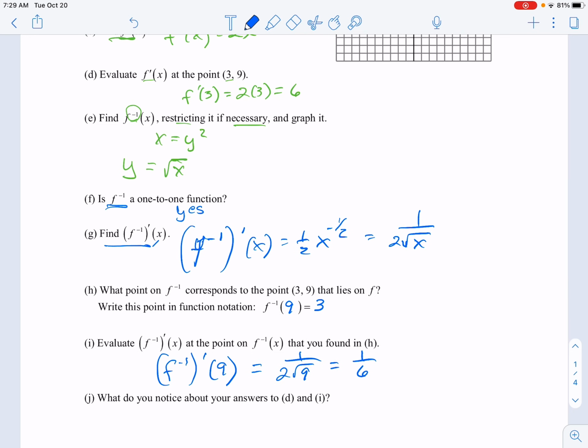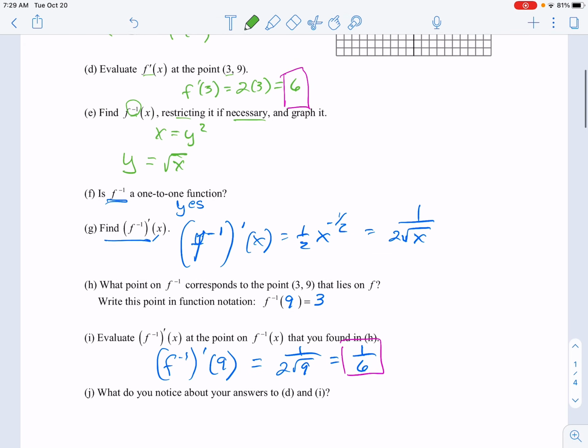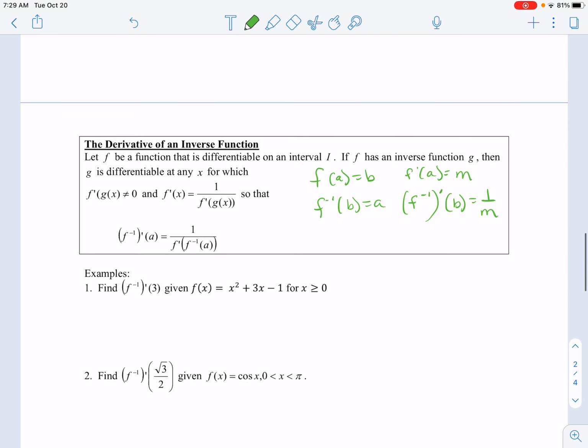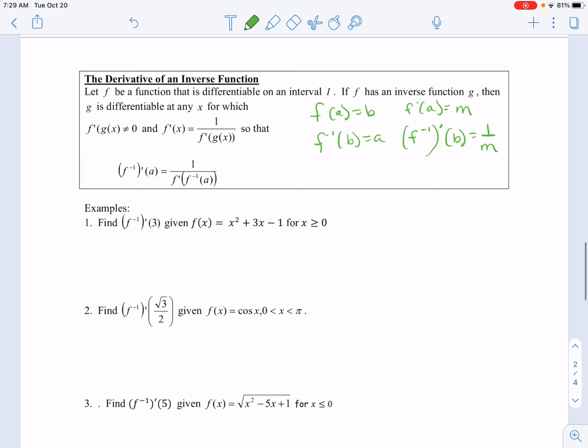They want us to compare these two answers. They're reciprocals. Good thing to know, which is going to lead us to today's lesson. This is just another example of the same thing. I don't want to do that. You can do that one on your own and check your answers.